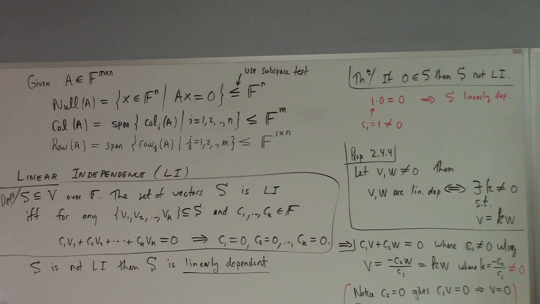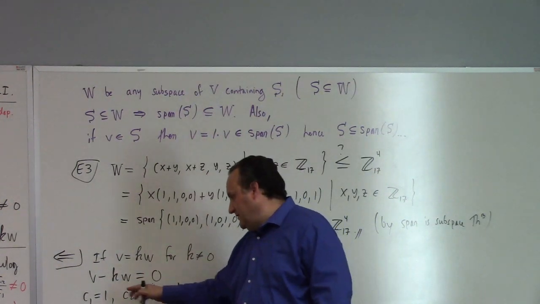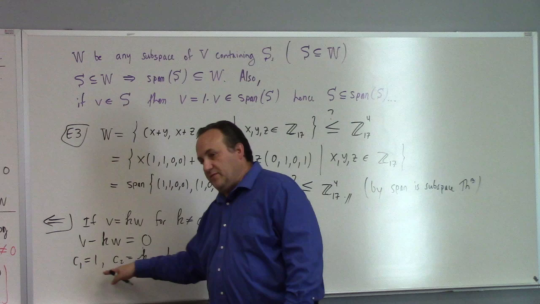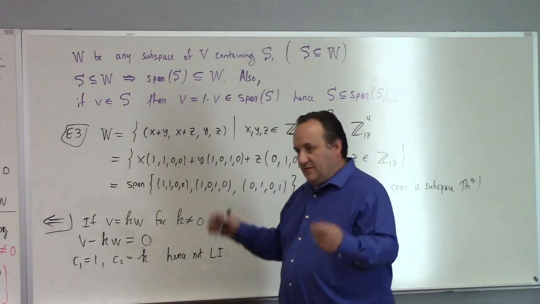And then the other direction, right? If V is equal to K times W for K not equal to 0, then you just rewrite it: V minus KW equal to 0. So you got C1 equals 1, you got C2 equals minus K. Hence, not linearly independent, right? Because the linear combination being equal to 0 does not force it to be the trivial combination. As you can see, the weights are not both 0. There's 1, there's minus K. The 1 is enough, all right?